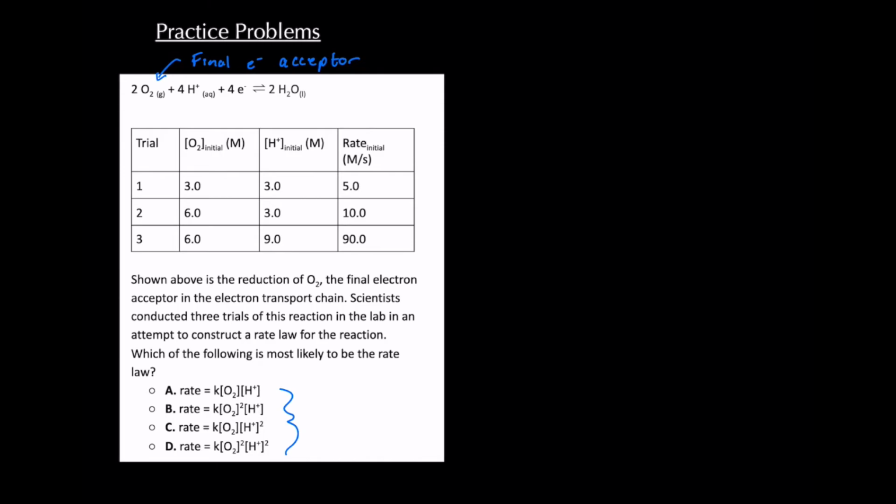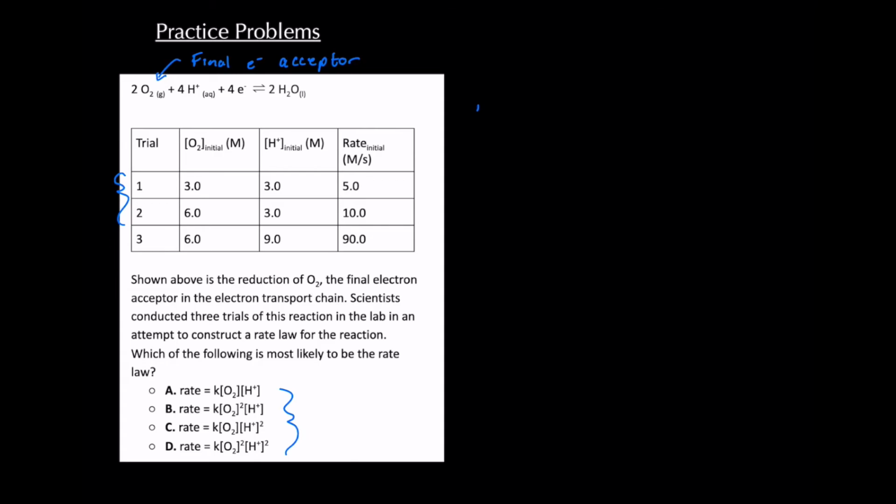Now each trial you can think of as being paired with a different trial, where one is our quote-unquote control and the other is our experimental. So let's take a look at trial 1 and 2 together first. We see that in trial 1, we have 3 molarity and 3 molarity for both the concentration of O2 and H+. And this yields a rate, which is our dependent variable in the rate equation, of 5.